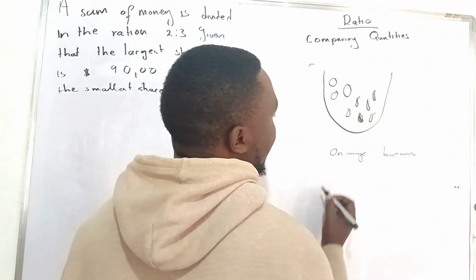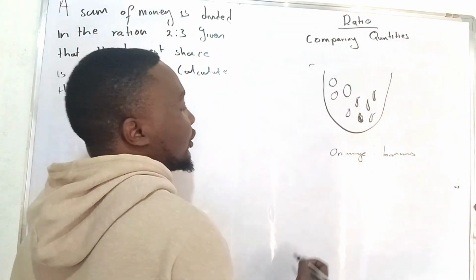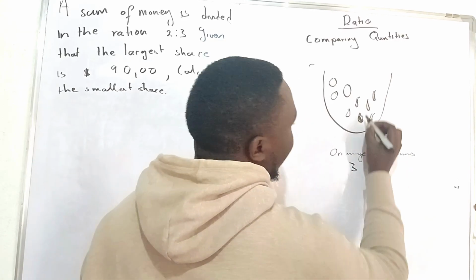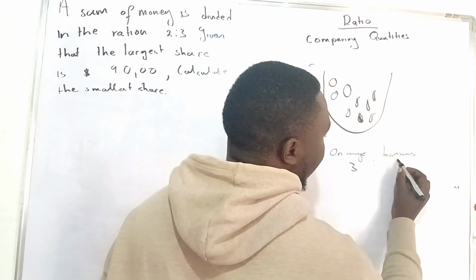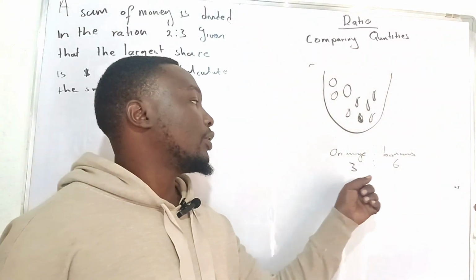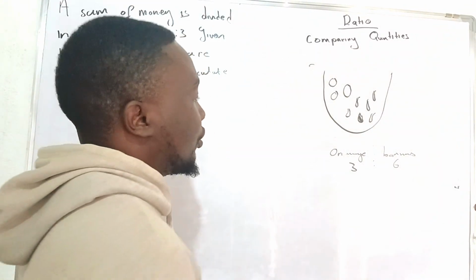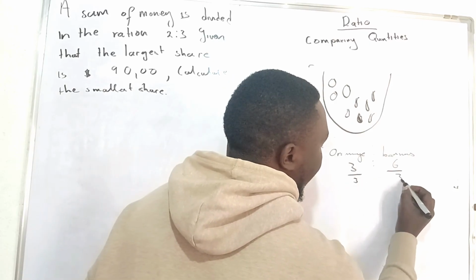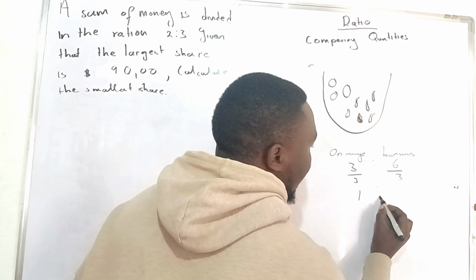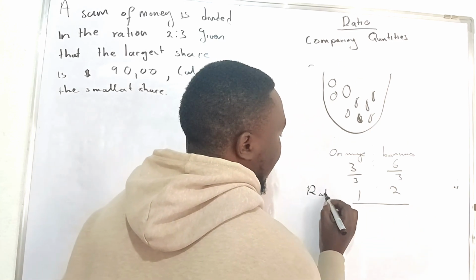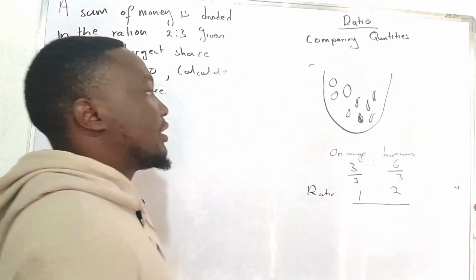So the first thing that you do is you count the number of oranges, which are 3. You count the number of bananas, which are 6. So you can also reduce your ratio. You can reduce your ratio here, you divide by 3, and you divide by 3 here. 1 is to 2. That's the final ratio.